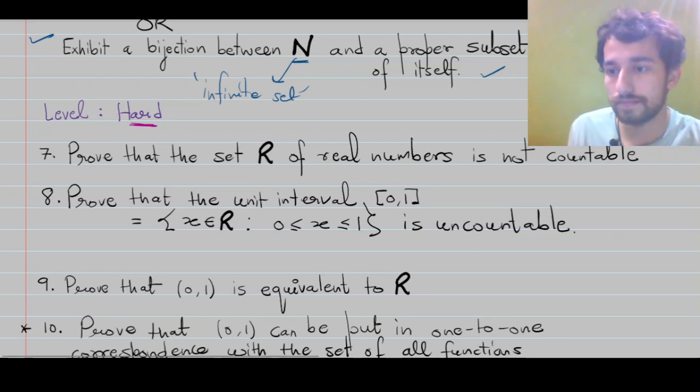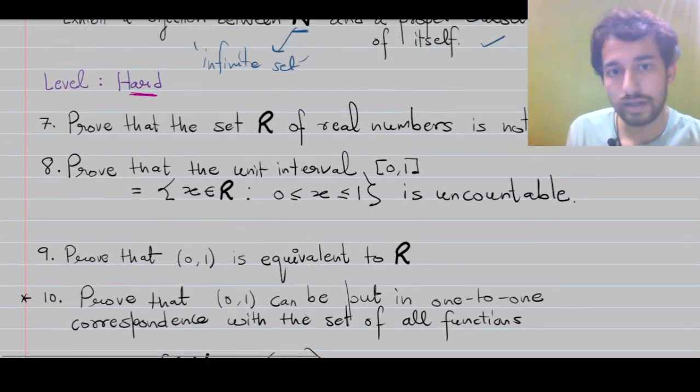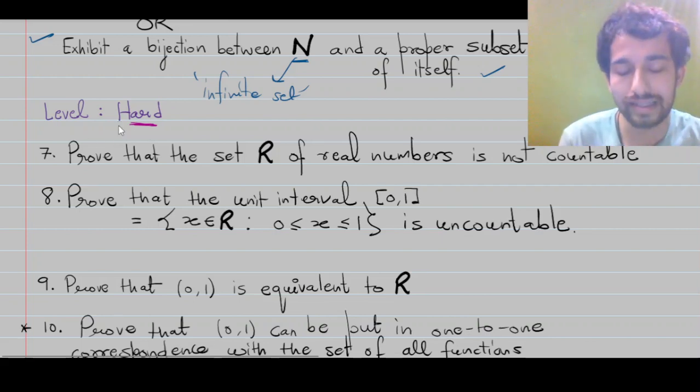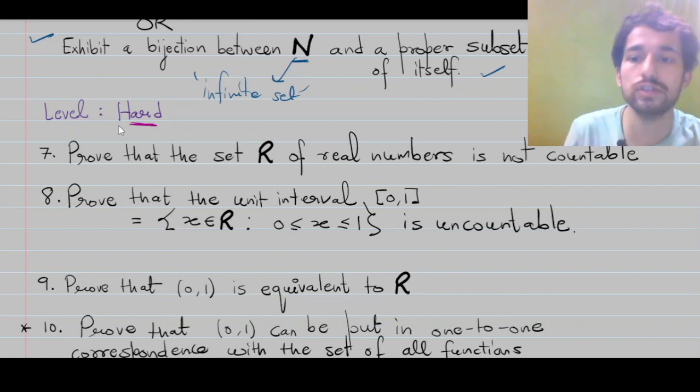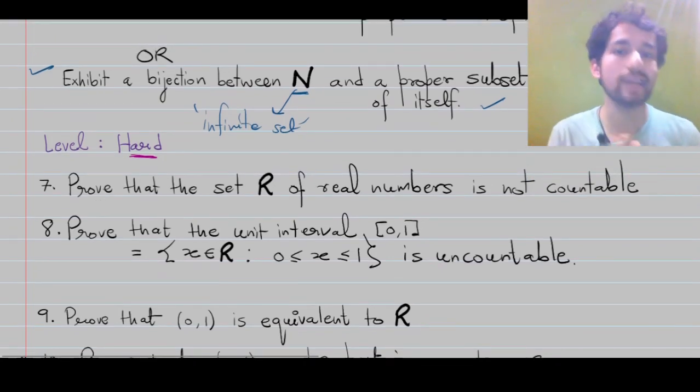Okay, now the seventh problem, one of the most elegant problems in the concept of uncountability. When we study uncountability, this is the very first notion we try to prove: that the set R of real numbers is not countable. Not countable means that it is uncountable.